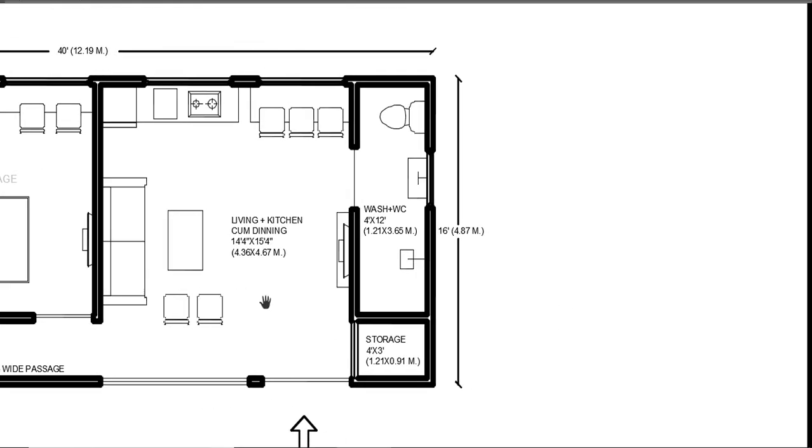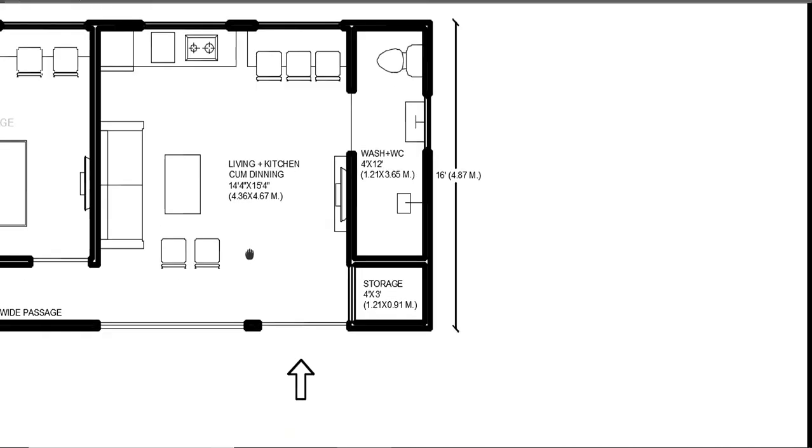So we have a living plus kitchen cum dining area. You can see here the sofa arrangement, chair arrangement, tea table arrangement and also a unit on the front wall, and we have a kitchen cabinet with burner, sink and refrigerator arrangement, also a dining counter with 3 chairs and 2 large size windows for ventilation and light purpose of this area.